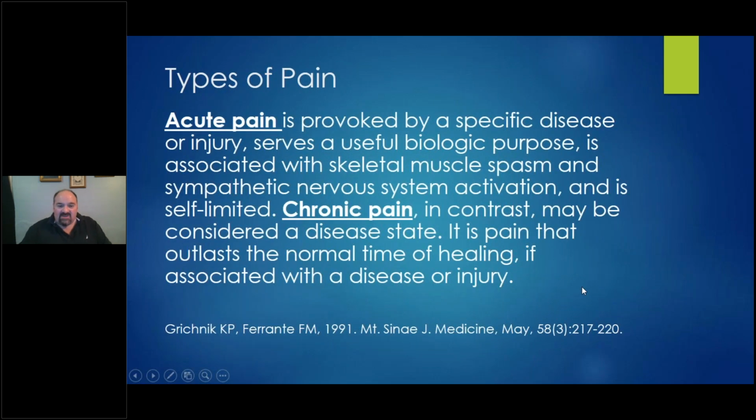All right, this is important. Again, we talked about pain receptors and their nociceptors, right? Acute and chronic. I think you have an understanding of an acute injury: you fall, you're involved in some type of sport injury, or an auto accident, or whatever else. It's provoked by a specific disease or injury. It serves a useful biological purpose in that it's associated with skeletal muscle spasms, sympathetic nervous system activation, and is self-limiting. So acute pain is usually short-term.